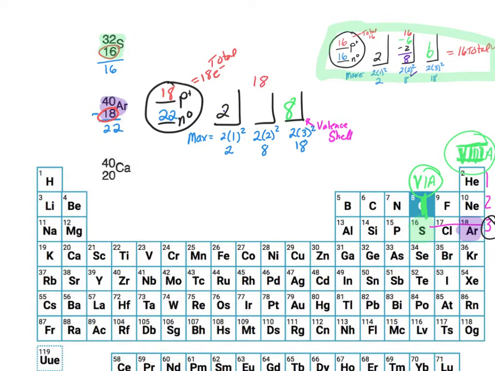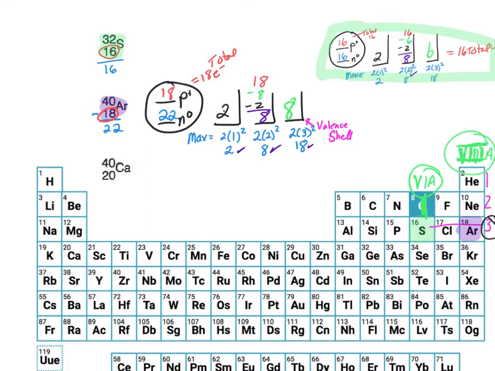So for this one, we have 18 electrons total, minus 8 for the valence electrons, minus 2 for the lower electrons, and that leaves us with 8 electrons in shell 2. Again, we haven't gone over the maximum of 8, so this one's fine. We are done with argon 40.